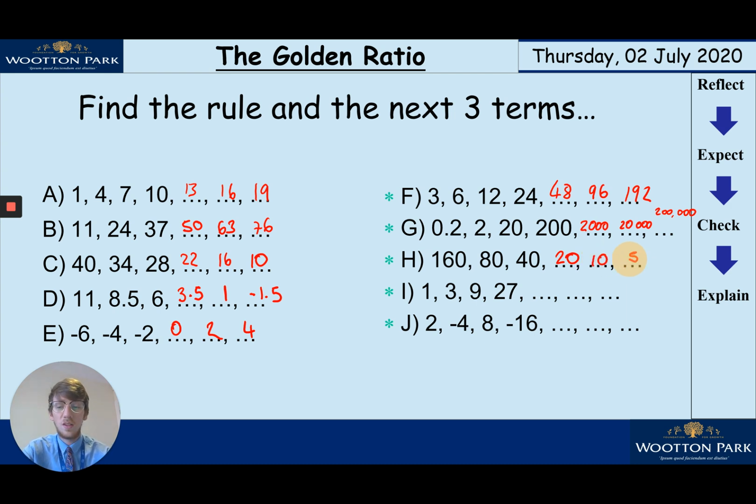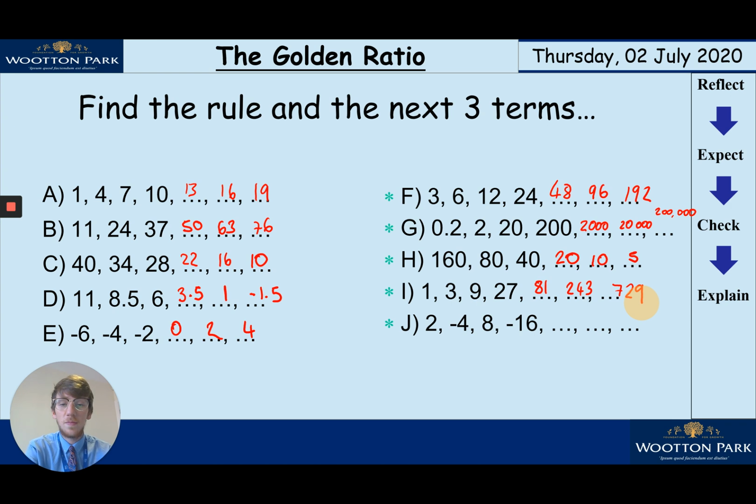1, 3, 9, 27. In this one, we are multiplying by 3, so tripling each time. So the next one is 81, 243, and then 729. Okay, well done if you got those.